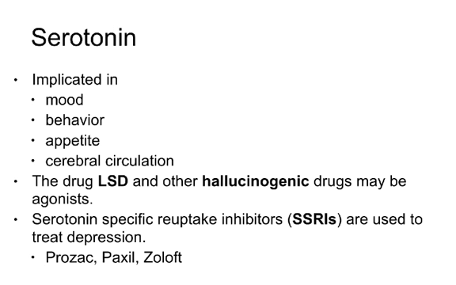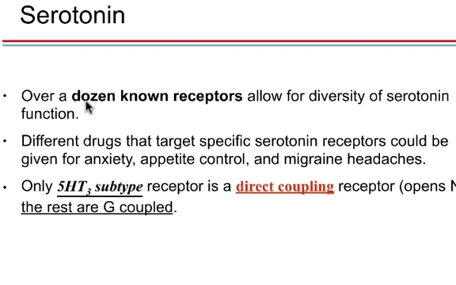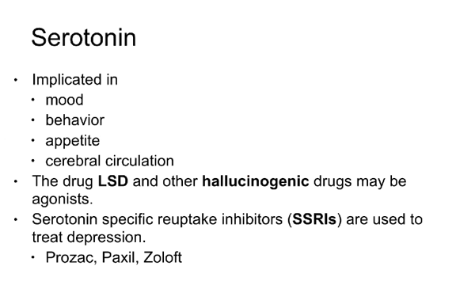Serotonin is a very challenging neurotransmitter because serotonin has so many different functions, from mood to behavior to appetite to cerebral circulation. Why are there so many functions of serotonin? Because serotonin has over a dozen different types of receptors, and you can imagine with that many receptors you can have many different functions. A drug like LSD or any other hallucinogens, they are agonists for serotonin receptor.